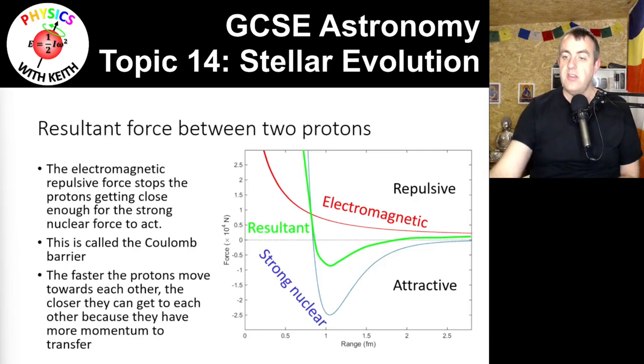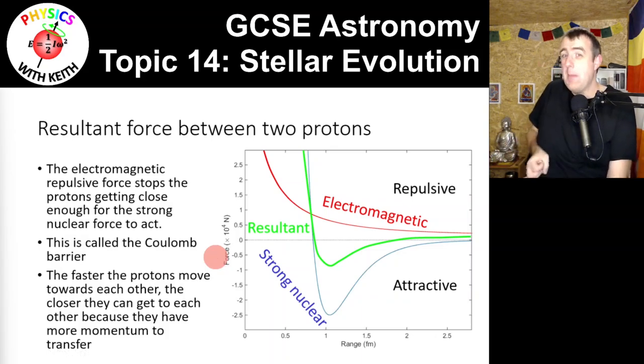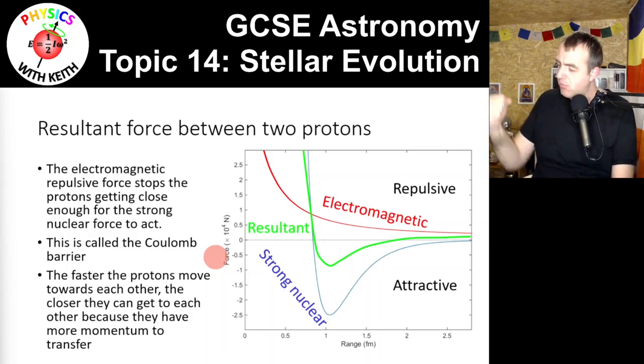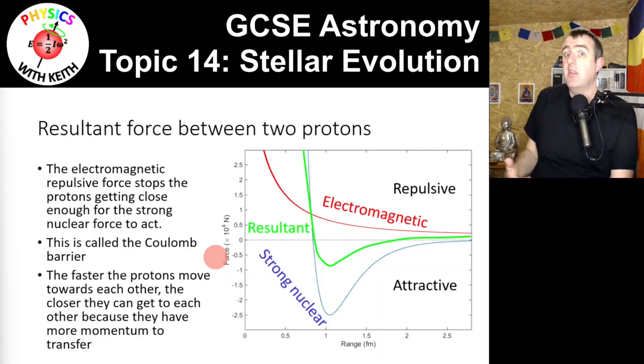So I've got some notes here. The electromagnetic repulsive force is going to stop them getting too close together. We call that the Coulomb barrier. But you can overcome that Coulomb barrier. You can defeat that Coulomb barrier. You can breach that Coulomb barrier if the protons have enough momentum to start with. Because then, as that force takes that momentum away, slowing them down, by the time they stop, if they've got enough momentum to start with, they are within range of that strong nuclear force that's attractive.